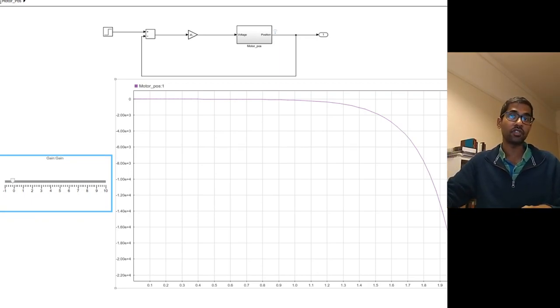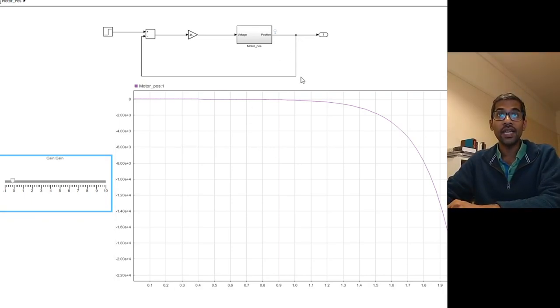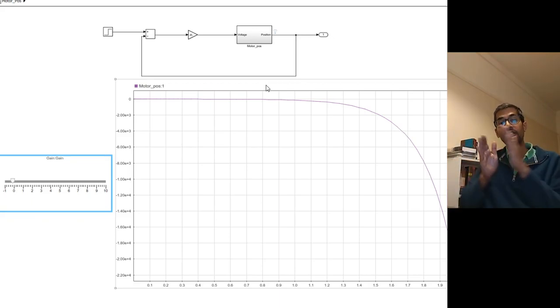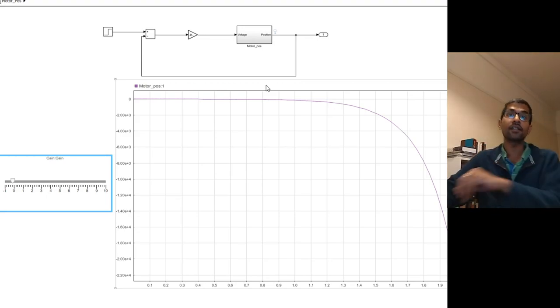and it never goes to 1, which was our desired position value. Basically, by changing the sign of the gain, we have made this control system go from negative feedback into a positive feedback loop. So if there is an error, that error is just going to keep on getting amplified, right?